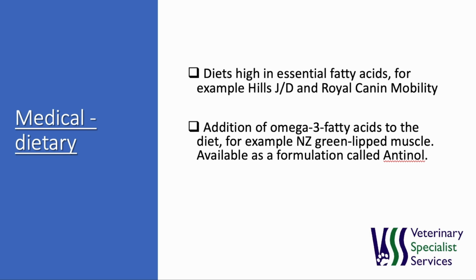New Zealand green lip mussels have a composition of glycosaminoglycans, omega-3 fatty acids, amino acids, vitamins and minerals. And the suggestion has been that these nutrients act synergistically to reduce inflammation, limit cartilage breakdown and support the regeneration of cartilage. There may be an improvement in lameness scores and pain for dogs with osteoarthritis. However, the evidence is limited and it's difficult to make really firm recommendations. But it is available in a formulation called Antinol, and that's available online.